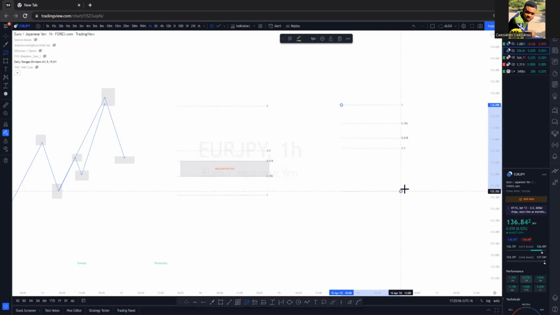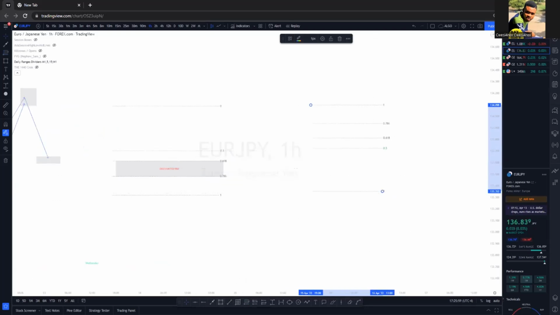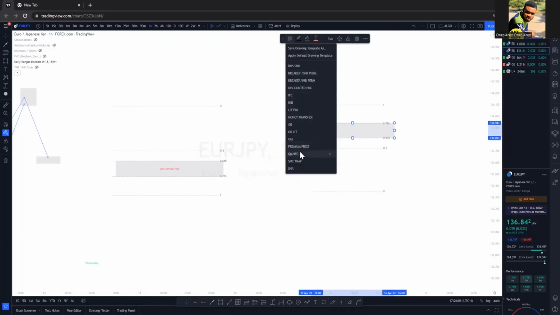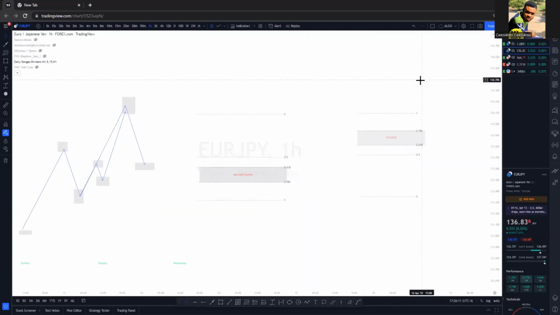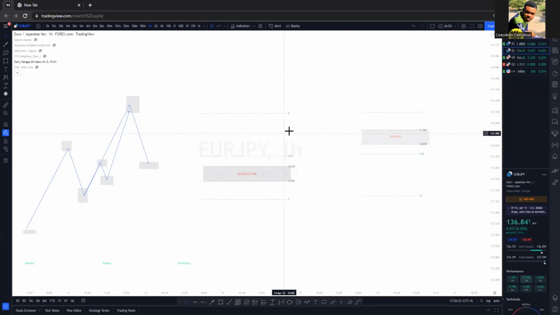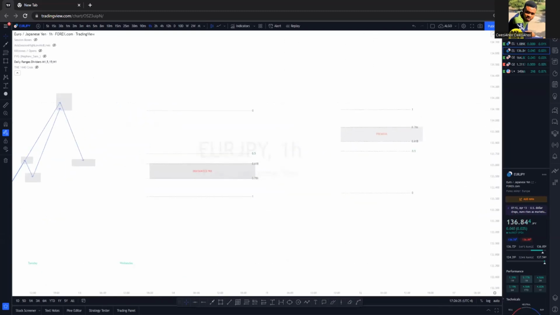the premium price also. When it comes to selling, when you are looking to sell, we only look for POIs within our premium price, right? So this is how to get a perfect order block for your continuation or reversal trades. Always look for a POI within your premium price and your discounted price. Never look for a POI below the equilibrium price.